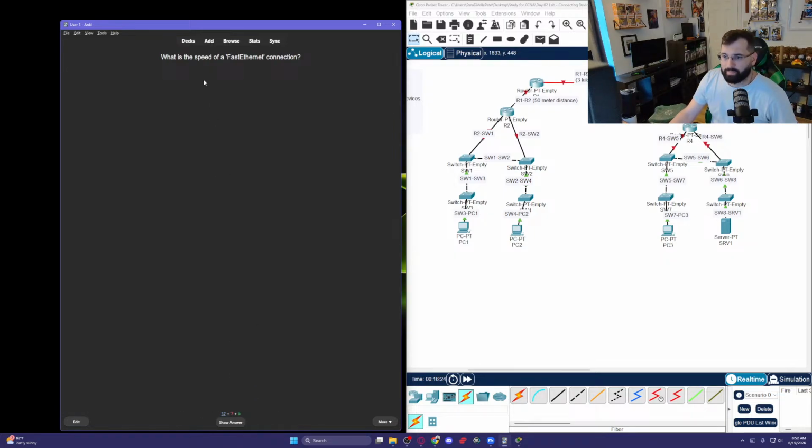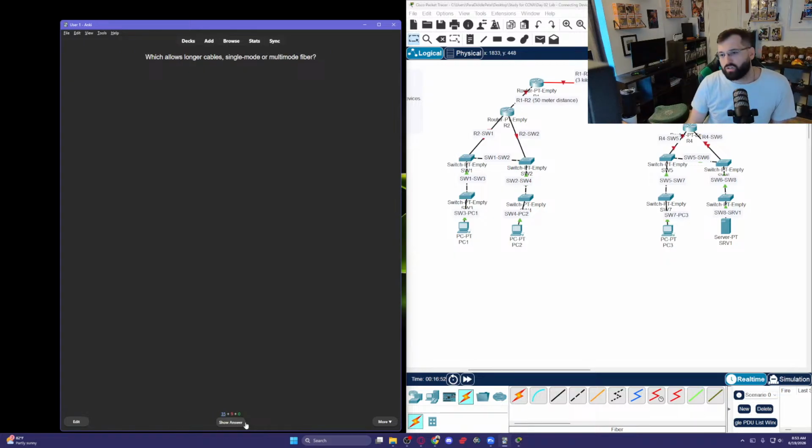EMI. What is the speed of a fast Ethernet connection? I think it's 10 gigabytes. 100 megabits. 10 gigabytes, that'd be crazy. A blank connection allows both devices to send and receive data at the same time. Full duplex.